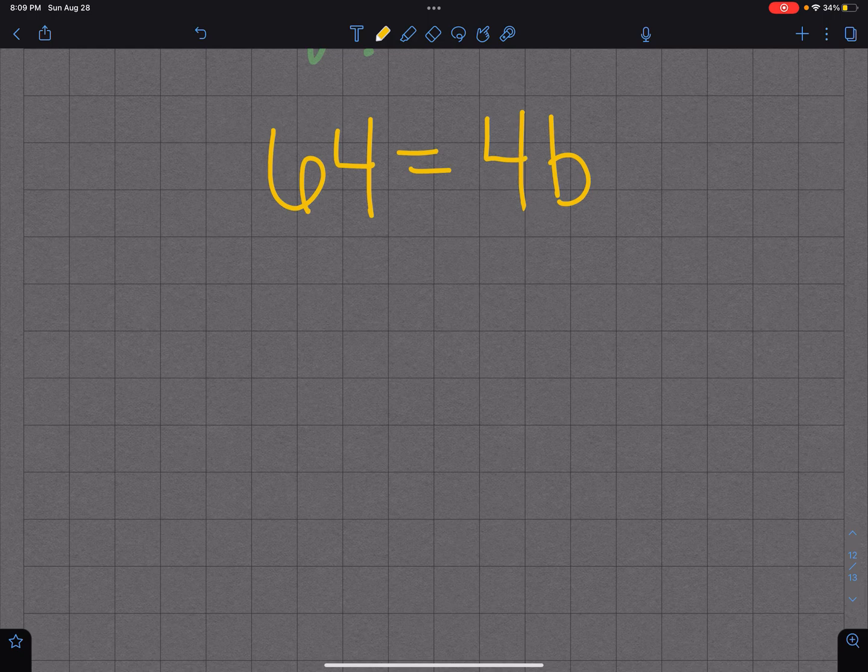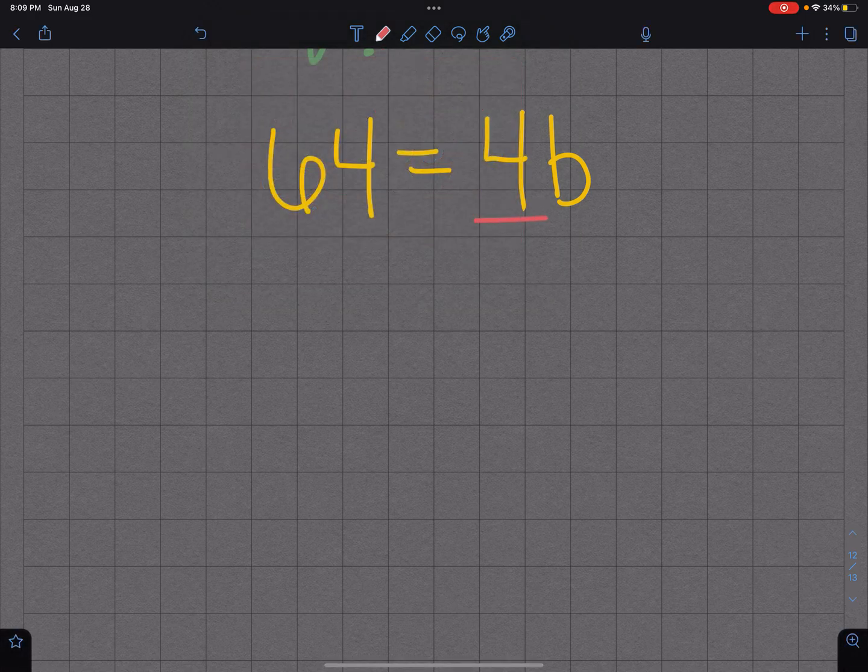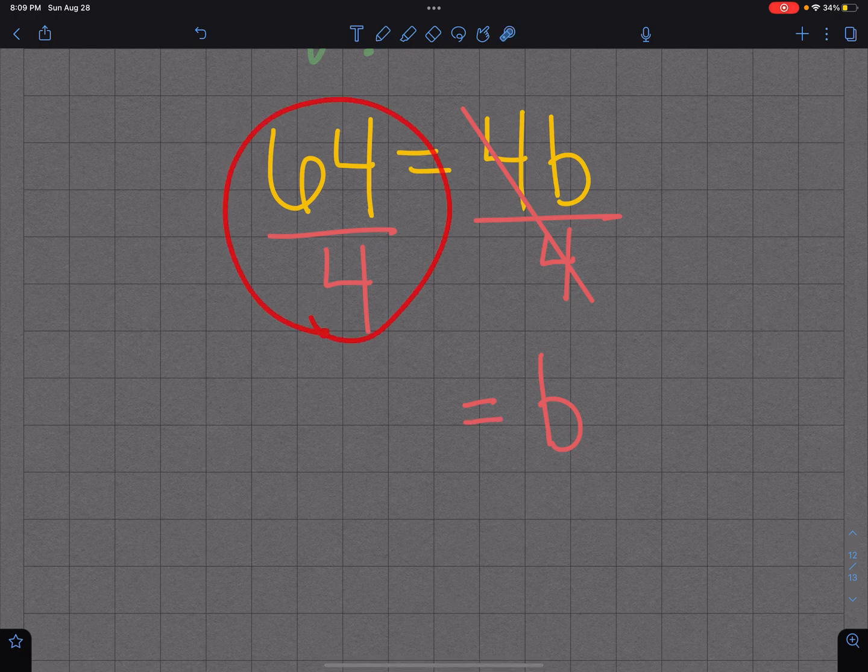So now I have a problem that I'm used to doing. Again, I'm going to do the same thing to both sides of the equation. Divide by 4, divide by 4. These 4's cancel out because they just make a 1. And I have B is equal to 64 divided by 4. Now you might be able to just do that in your head. Let's see, 64 divided by 4. No, let's do long division just to be sure.